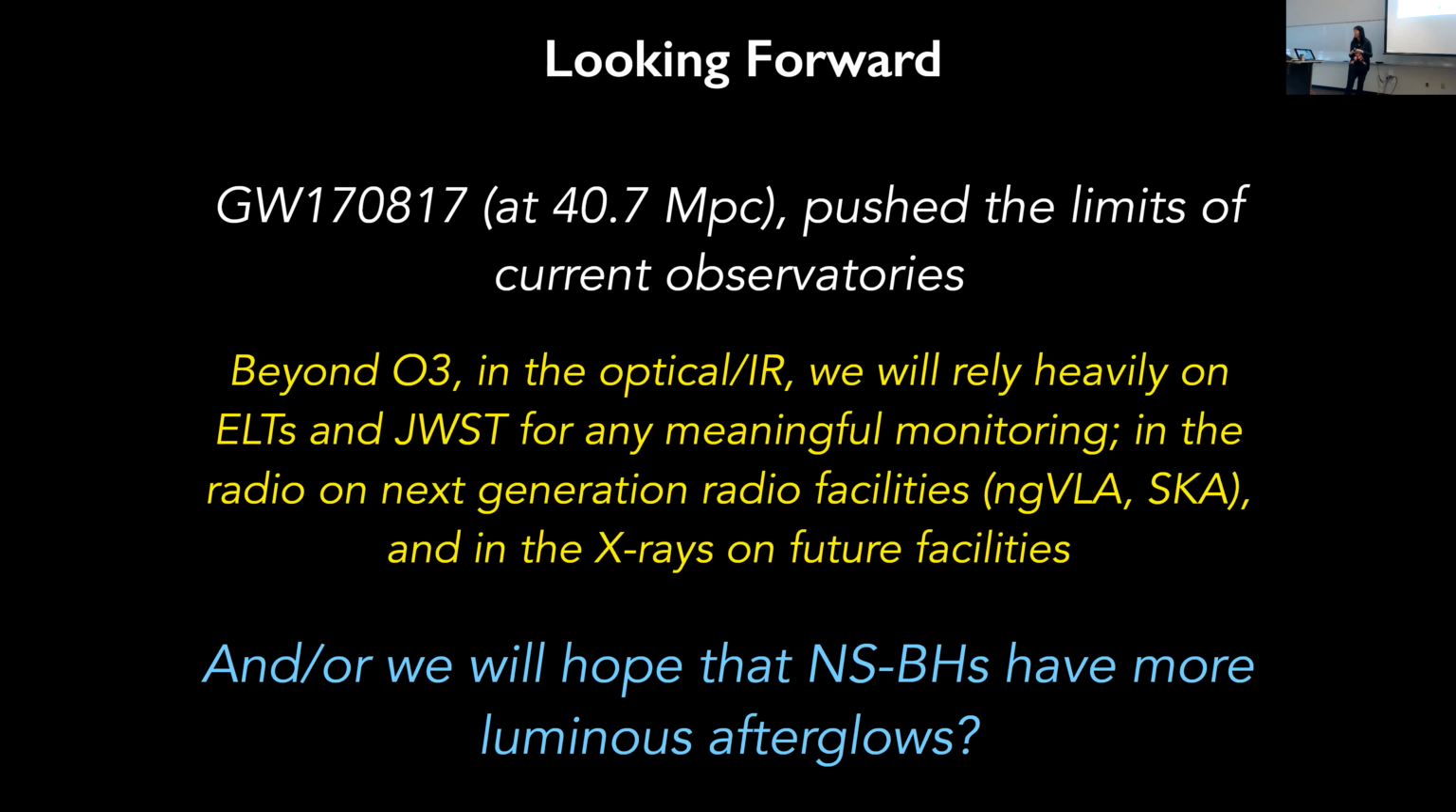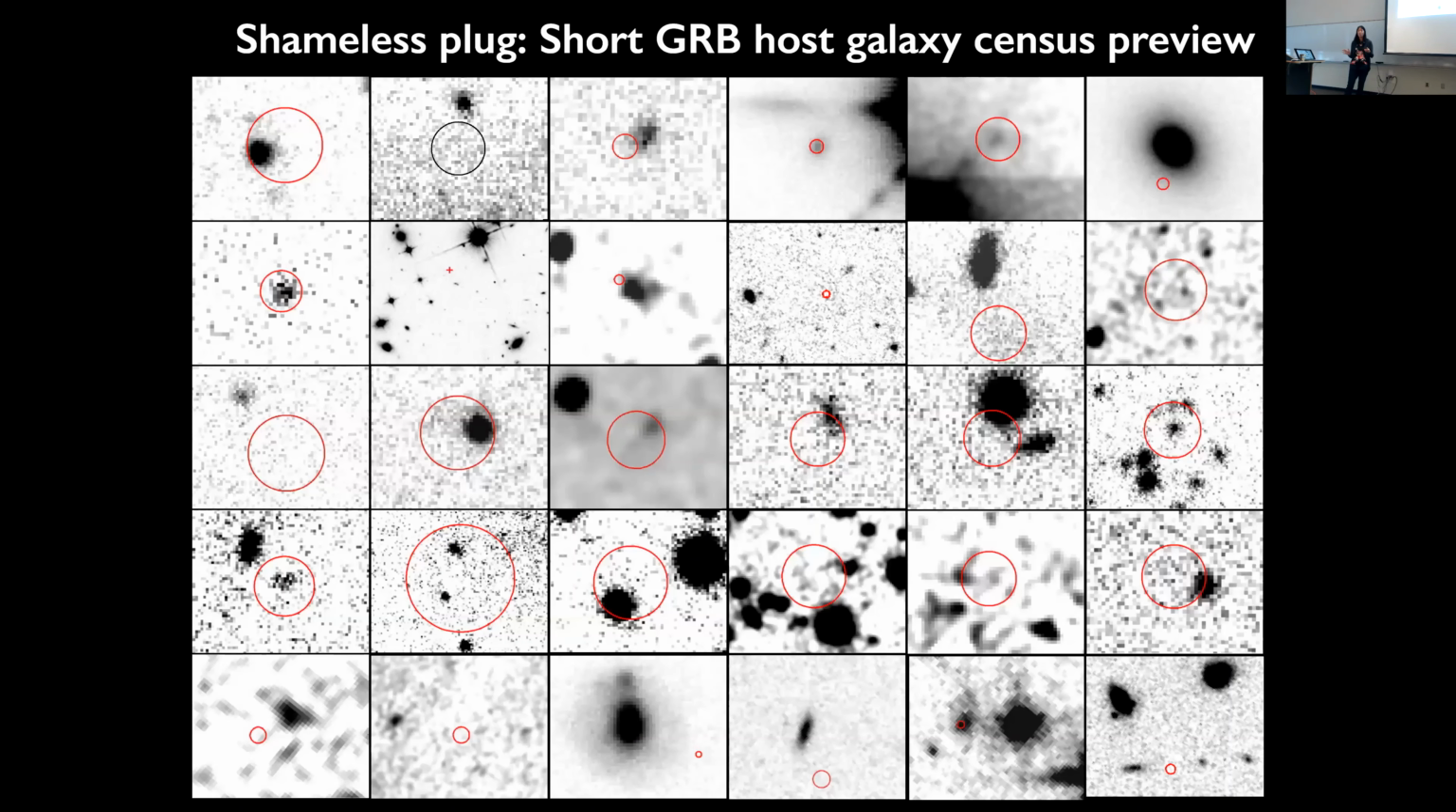This is a shameless plug because I know that some people here are interested in delay time distribution, so I put this up. But basically, I showed you that short gamma ray burst distribution of redshifts.